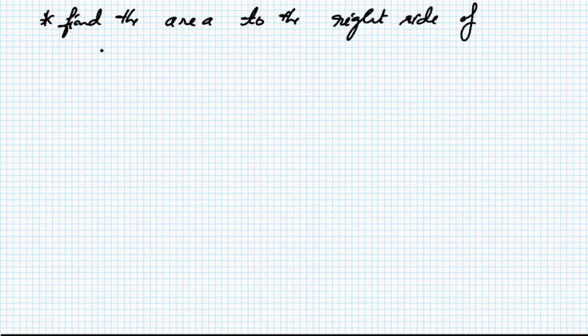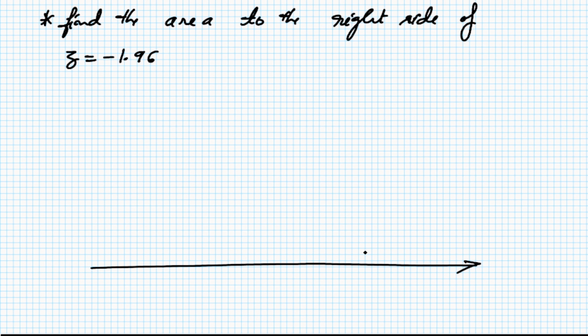Let's move ahead. The next one which I want to ask is: find the area to the right side of z is equal to minus 1.96. Everybody please try. You have 2 minutes. Anybody who's left who wants to give the answer? Yeah, please give the answer. Meanwhile, I'll draw the graph required for this problem.